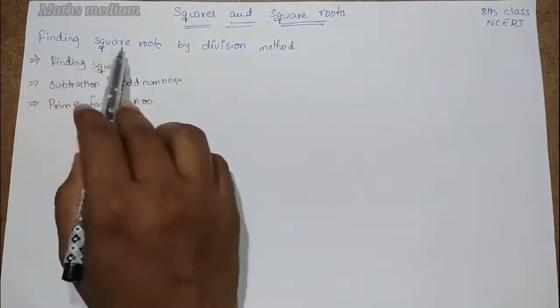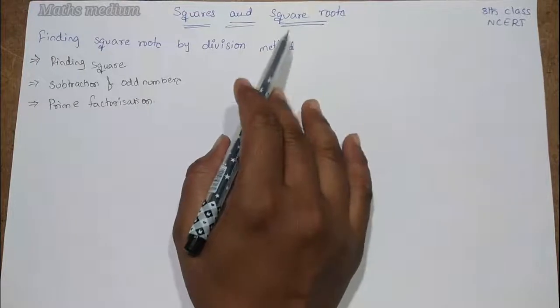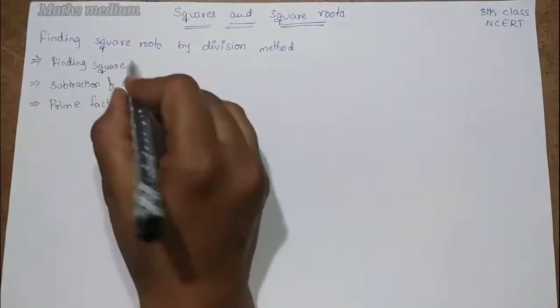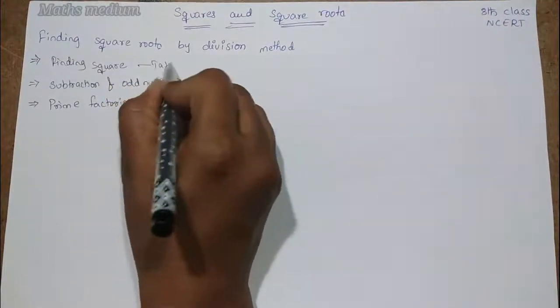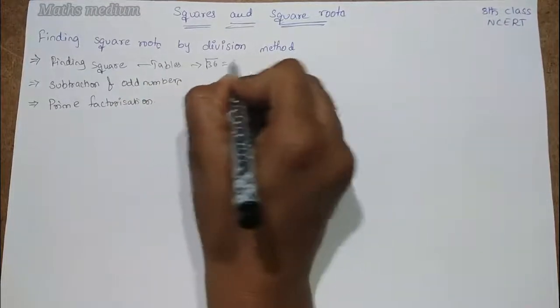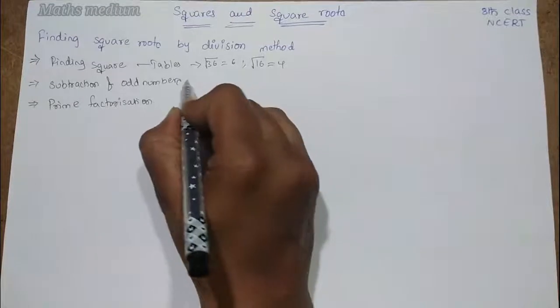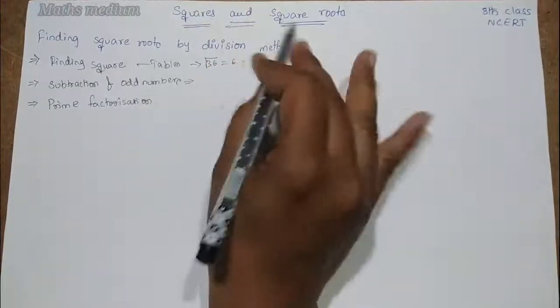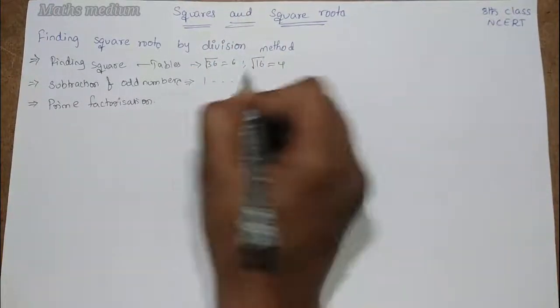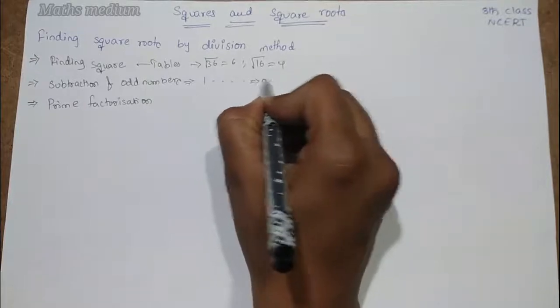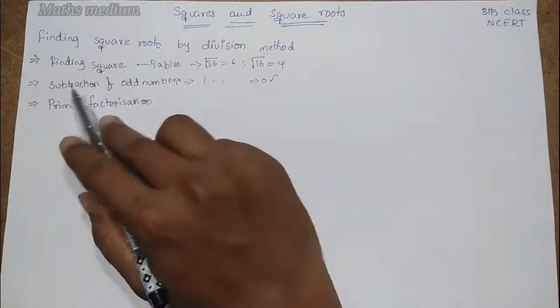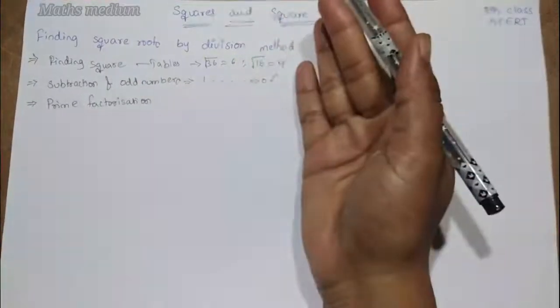But finding square roots by the division method is for bigger numbers. Here we find by using tables: root over 36 is equal to 6, root over 16 is equal to 4. In subtraction of odd numbers, we subtract the odd numbers from 1 until we get 0. Then the count of odd numbers subtracted is the square root of the number.